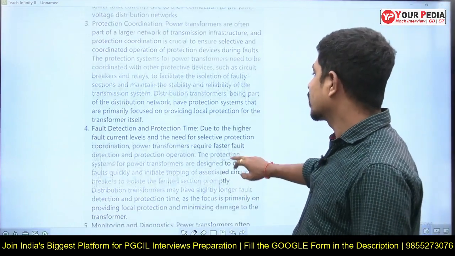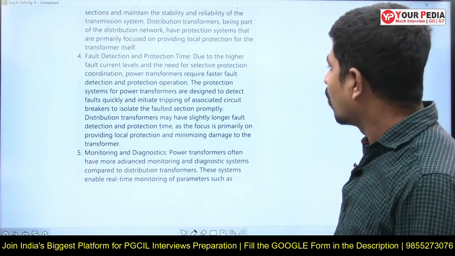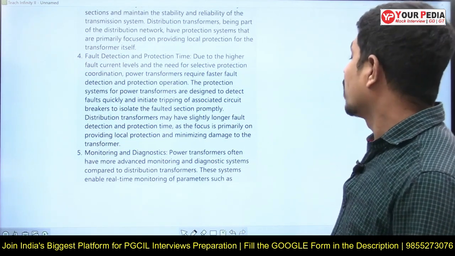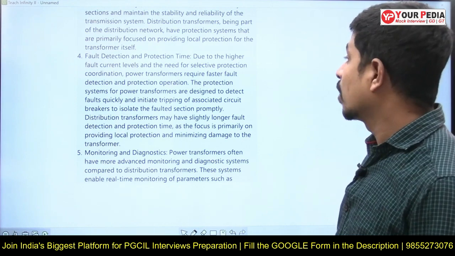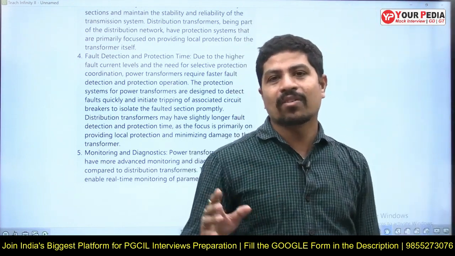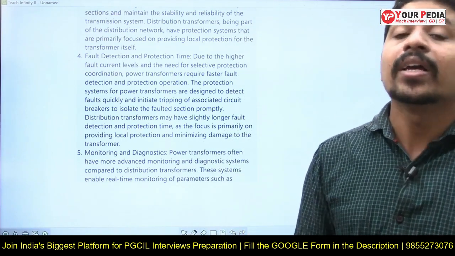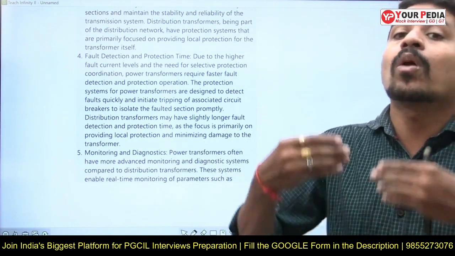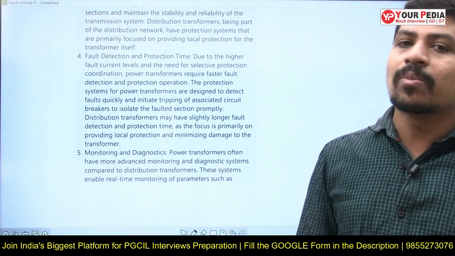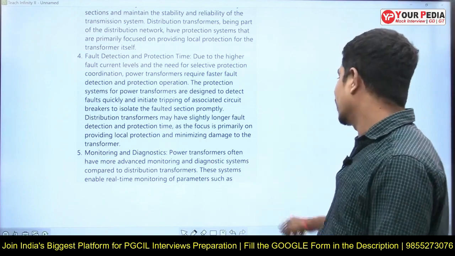Next, fault detection and protection time. Due to the higher fault current levels and the need for selective protection coordination, power transformers require faster fault detection and protection operation. The devices we install for the protection of a power transformer must be very fast. Why? Because fault current is very high. If that much fault current flows for a longer time, then definitely there is a possibility for the equipment to be damaged. Monitoring and diagnostics, those are very easy questions.